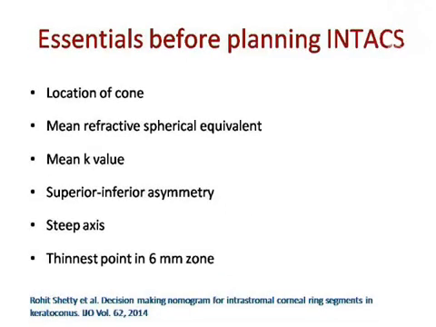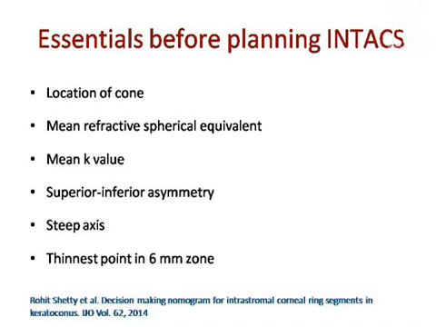Coming to the planning of INTACS, these are the essentials. First of all, we have to localize the cone. Then we have to calculate the mean refractive spherical equivalent. Then we have to look at the mean K value. Another is the superior-inferior asymmetry, and we have to look at the steep axis, and we have to calculate the thinnest point in the 6 mm zone. So I'll go one by one.